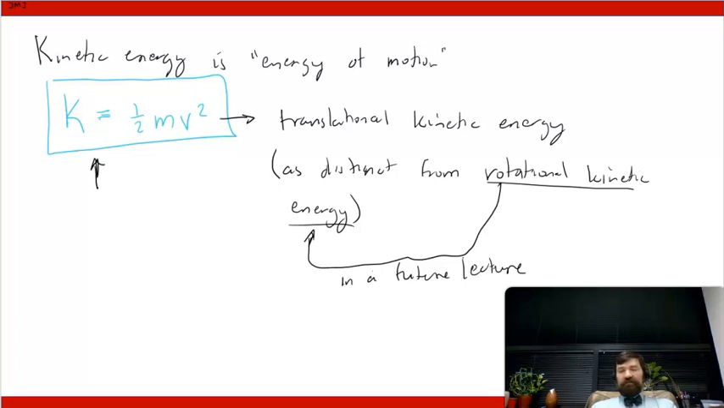It is a scalar term, so this is scalar. All energy tends to be a scalar. So all energy is scalar, just like work was scalar.